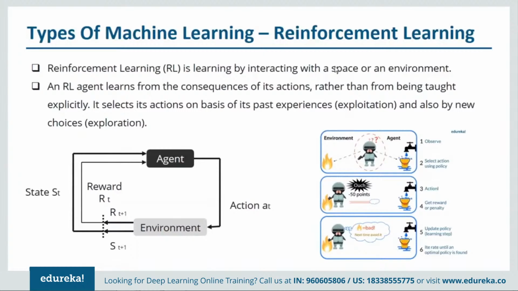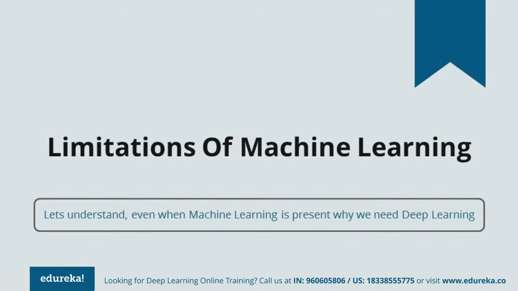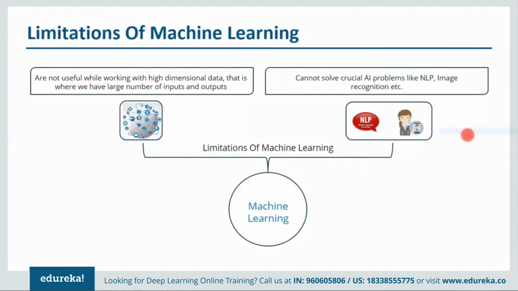So let us move forward and understand, when we have machine learning, why do we need deep learning? That is, we'll look at various limitations of machine learning. Now the first limitation is high dimensionality of the data. Now the data that is now generated is huge in size. So we have a very large number of inputs and outputs. So due to that, machine learning algorithms fail. They cannot deal with high dimensionality of data, or you can say data with a large number of inputs and outputs. Now there's another problem as well in which it is unable to solve the crucial AI problems, which can be natural language processing, image recognition, and things like that.